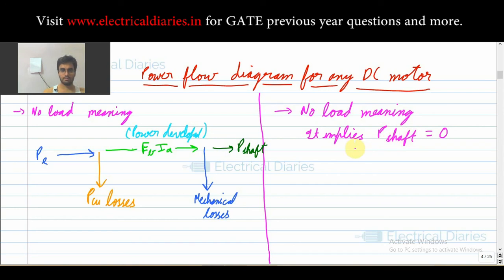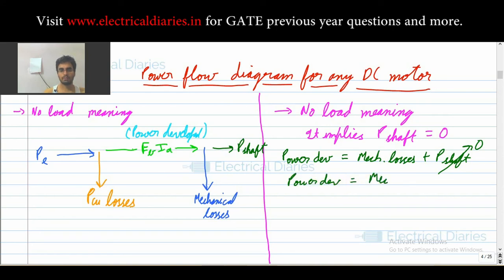Okay, because we are not using that power, so no load means that your P shaft equals 0. So now what will happen? See, from the power flow diagram we have this thing that your power developed should be equal to your mechanical losses plus P shaft. Okay, so your power developed should be equal to these things. So your P shaft is given to us as 0. So your power developed is equal to mechanical losses.